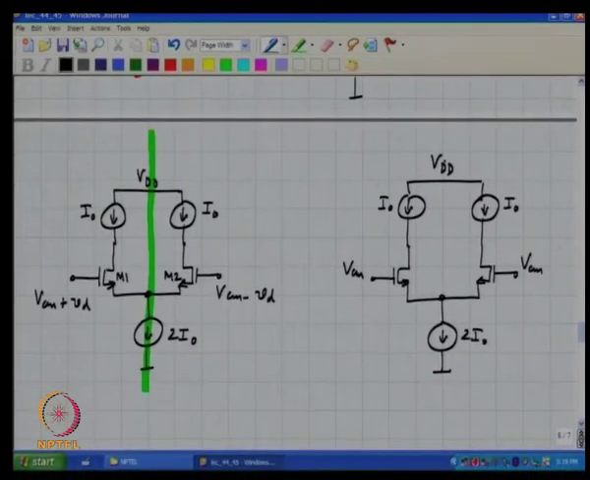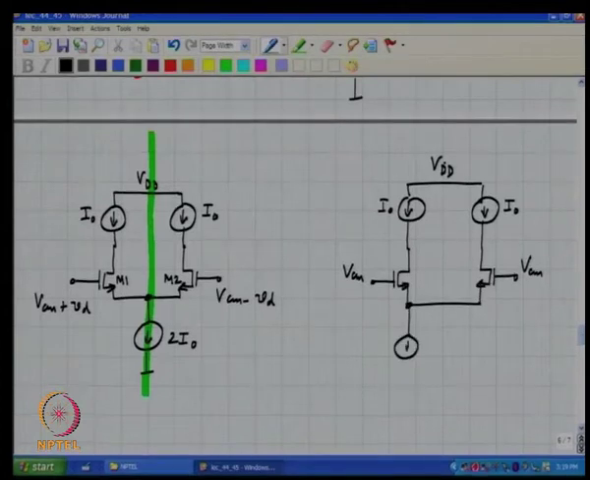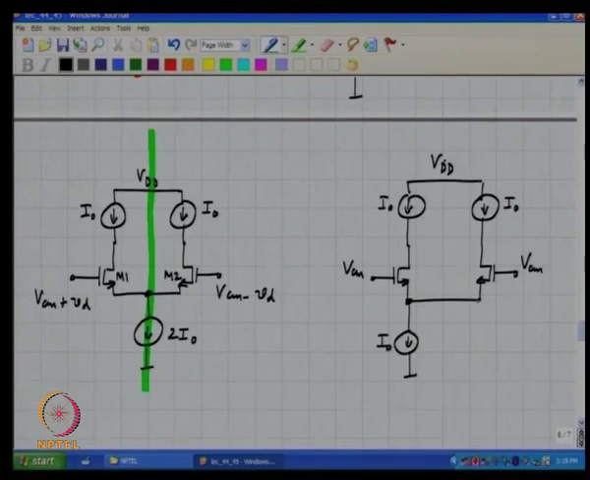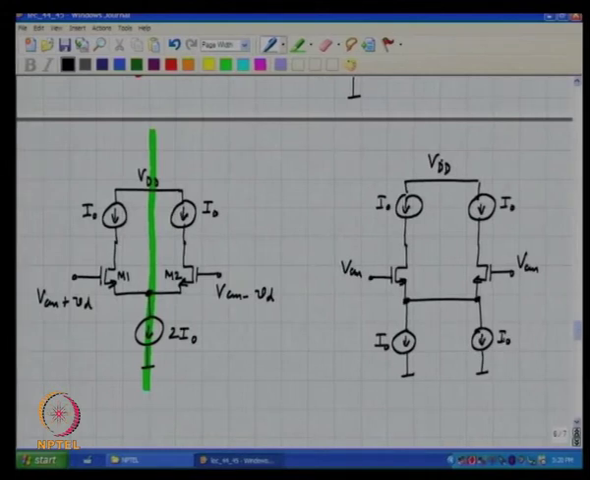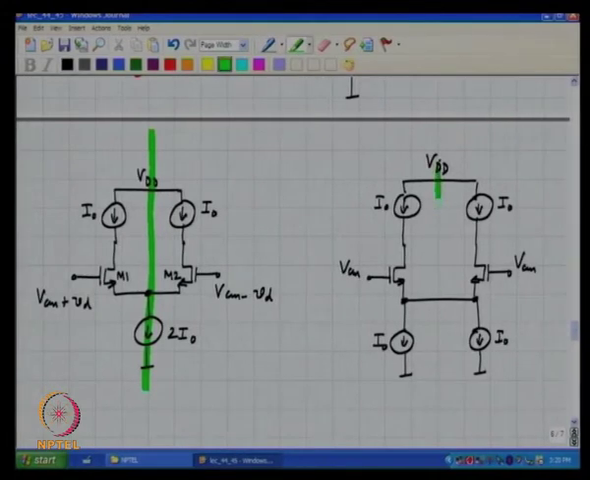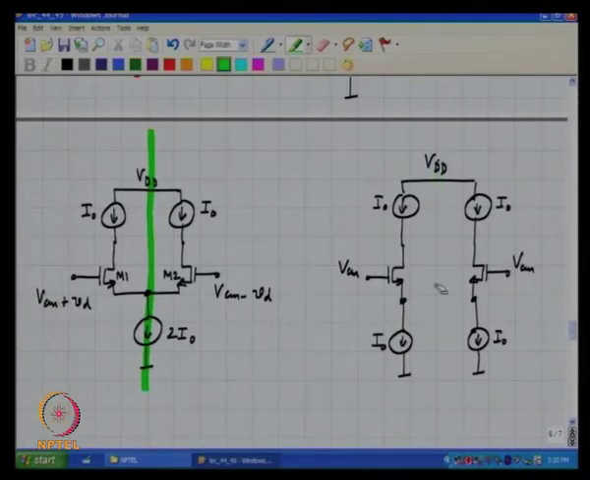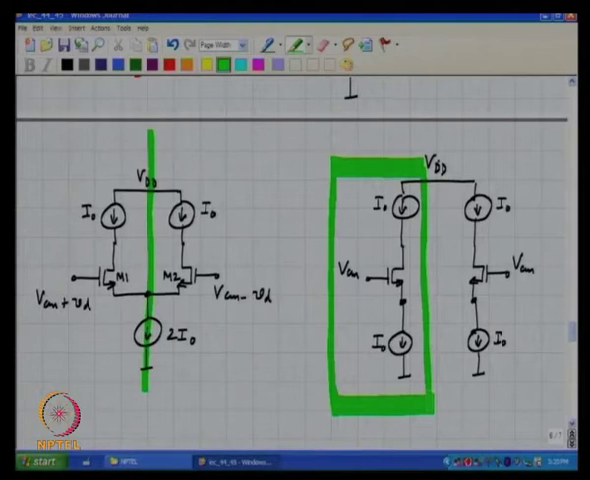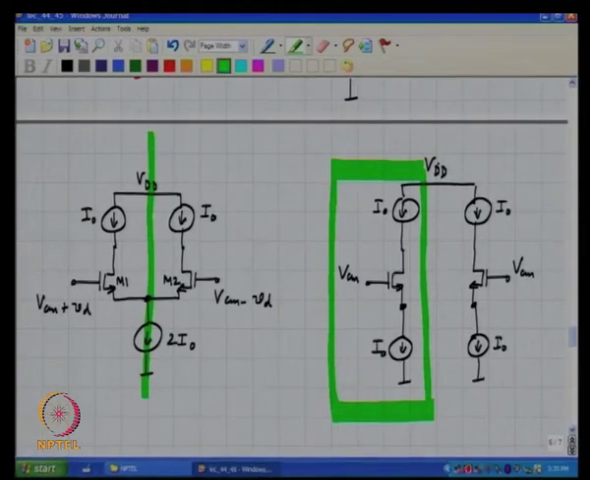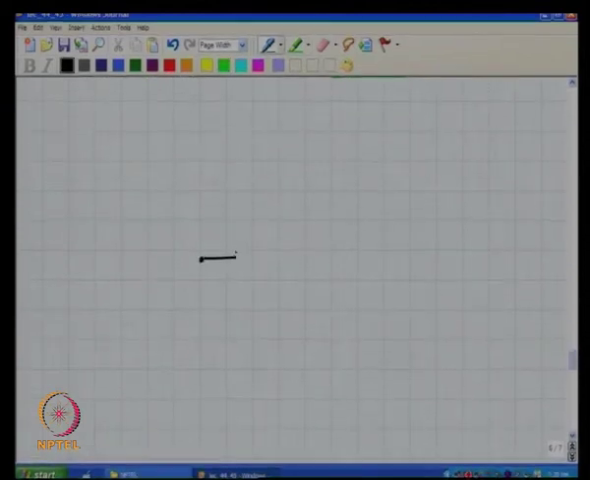and because of symmetry, one can split this tail current source into two identical ones, of strength I naught, and since no current flows through the leg in the middle, one can get rid of it. So, as far as the operating point calculation is concerned, all that one needs to worry about is one of these halves. So, let us try and understand what the operating point will be with the aid of this half circuit.